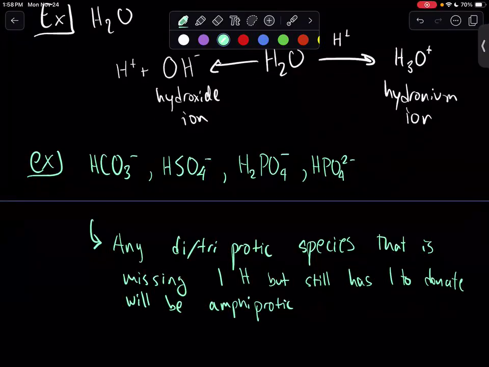So something like hydrogen carbonate comes from H2CO3, carbonic acid, a diprotic acid. Hydrogen sulfate comes from H2SO4, or sulfuric acid. Dihydrogen phosphate or hydrogen phosphate both come from H3PO4, phosphoric acid. So you'll notice they're acids that are already di or triprotic and have lost one hydrogen, yet still have another to provide. So those make great amphiprotic substances.